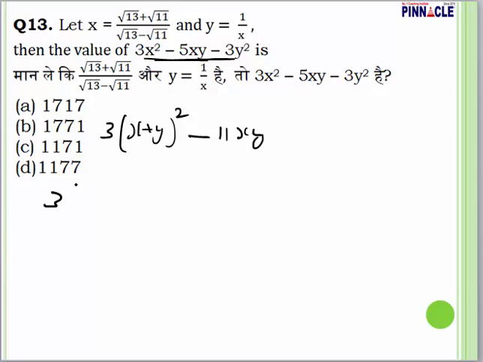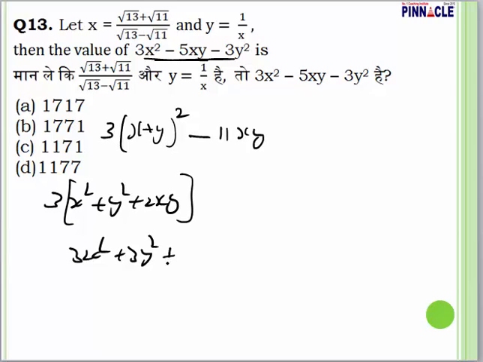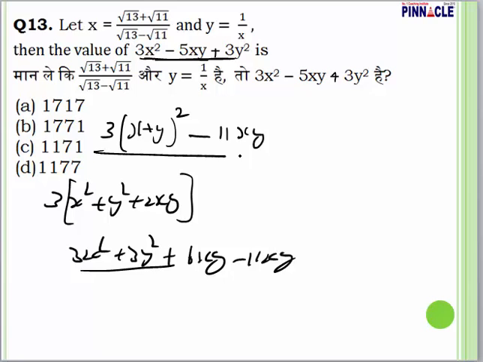Let me open this bracket: 3(x square plus y square plus 2xy). This should be equal to 3x square plus 3y square plus 6xy, and I have written here minus 11xy. So six xy minus 11xy, that is minus 5xy. So this expression is equal to this.